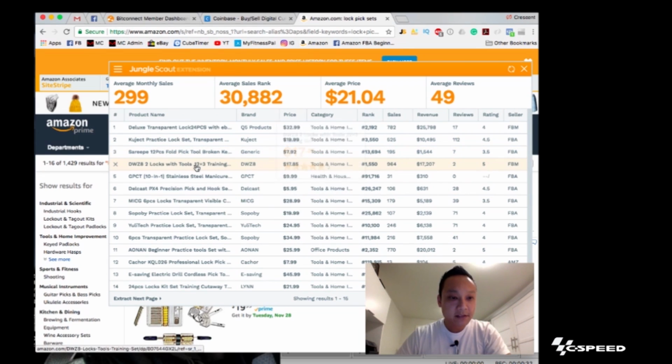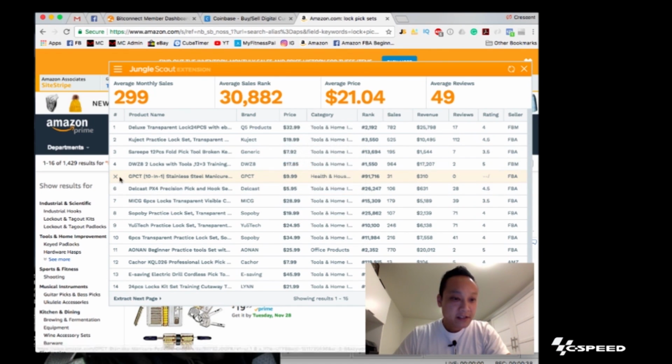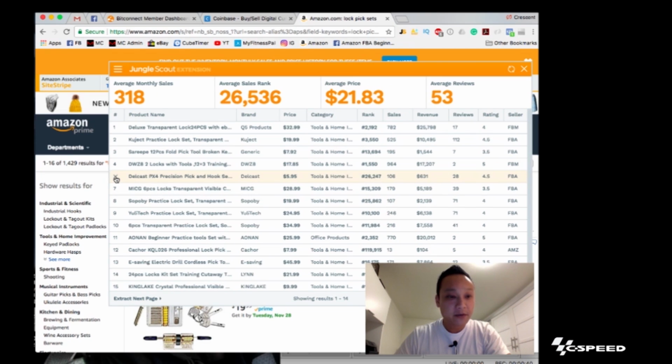Let's see here. I think, yeah, like this one here. It's a manicuring kit. It's not a lockpick set. So you can click the X here to get rid of it. Okay, so let's just look at the top 10, for example. All right. We have $33, $20. Here's a low one for $8, and then $18, another low one. And then $29, $20, $25, $35.